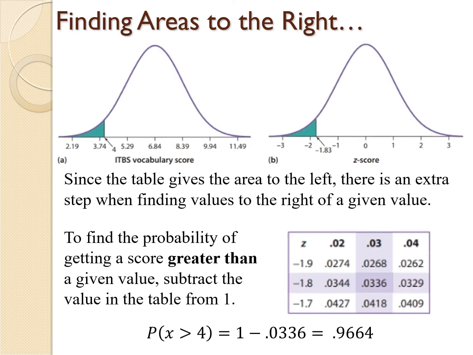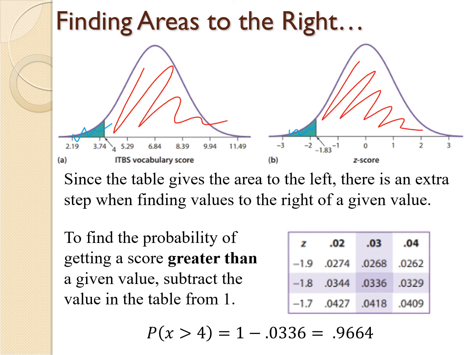Now, both of the examples so far have been finding areas to the left of a given z-score. We've been shading to this side of the curve in both of them, but that's not always the case. Sometimes we want to go this way, and find the probability of getting greater than 4, or the probability of cars that won't be able to stop at 170 feet. The table is always giving area to the left.